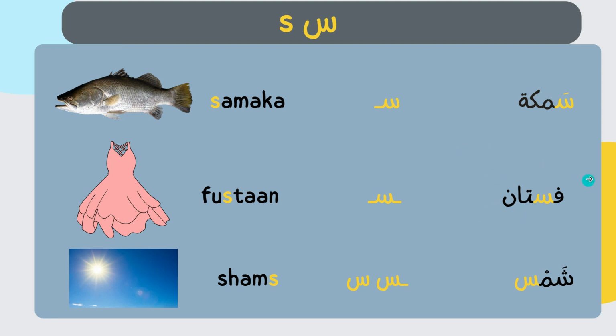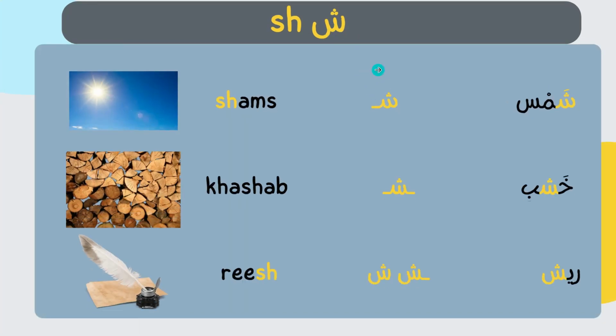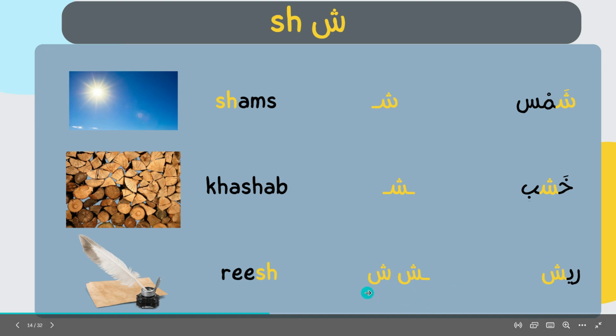Okay. Next letter in this group is sh, sh. And it looks exactly the same as sin or s, but with 3 dots above. In the initial position, same approach, 3 teeth with 1 straight line, and it has 3 dots above. In the middle, the same as the beginning, but with a linking arm. And in the end, it's either connected or separated, depending on the letter before.